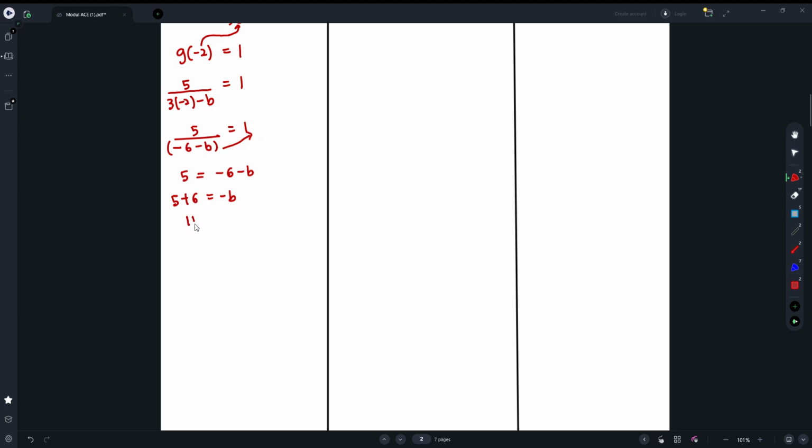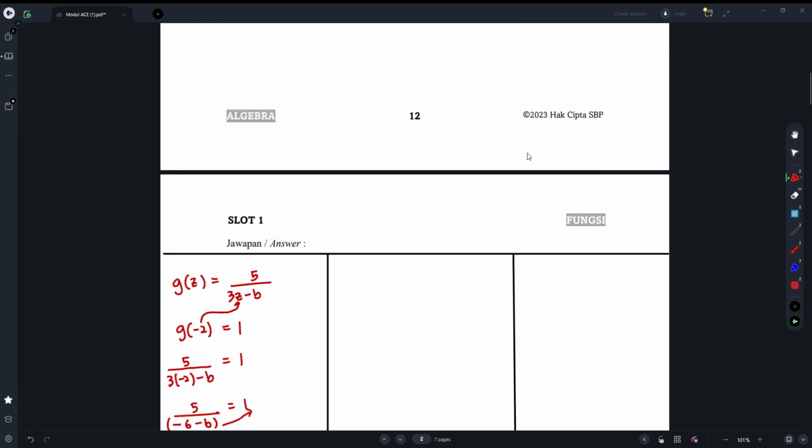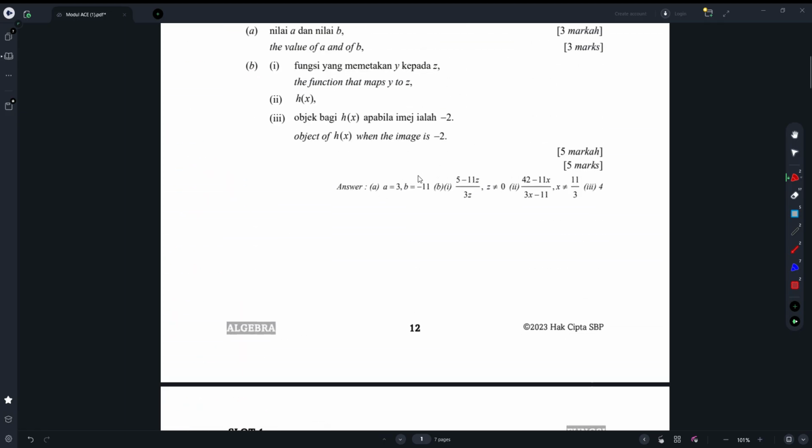5 plus 6 is equivalent to 11. 11 equals negative b. So negative b is equivalent to 11, and therefore b is -11. So that is the solution to find b. b is -11 as stated.